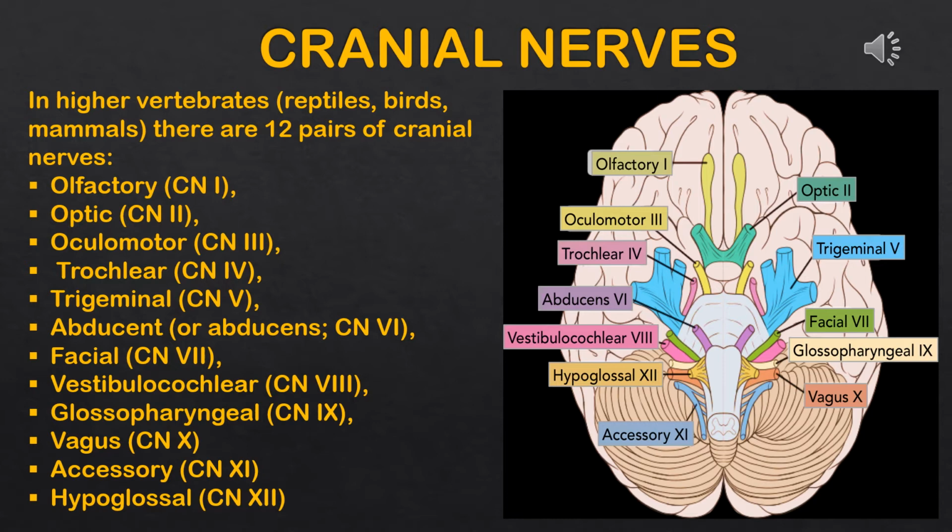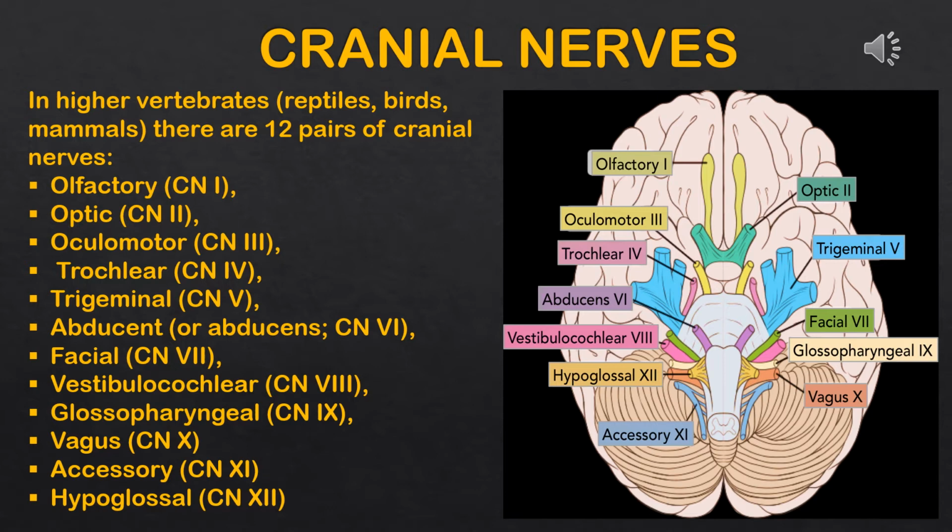Okay. So first one is olfactory, second one is optic, third one oculomotor, fourth one trochlear, fifth one trigeminal, sixth one abducent, seventh one facial, eighth one vestibulocochlear, ninth one glossopharyngeal, 10th one vagus, 11th one accessory, and the 12th one hypoglossal.